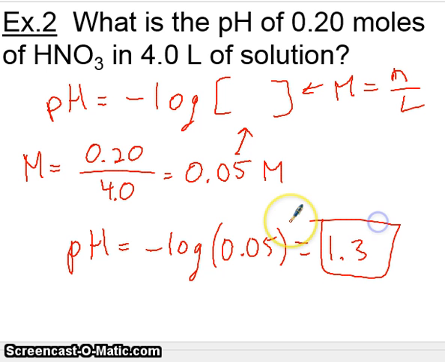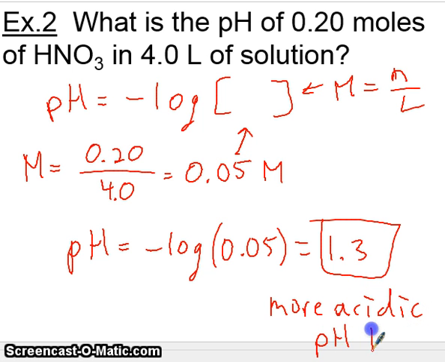Again, no units. So the question is, is this example more or less acidic than example 1? And this is more acidic because the pH is lower. So this would be more of a strong acid that we are dealing with here.